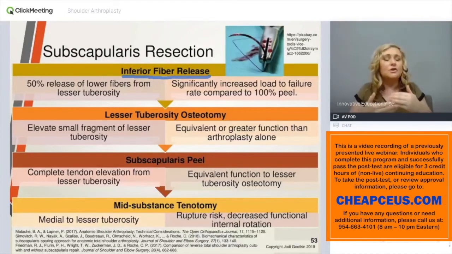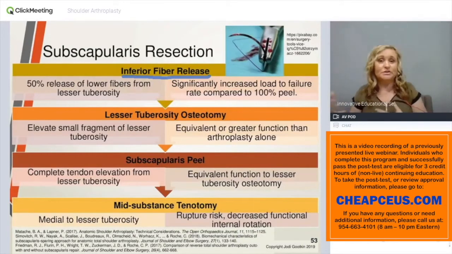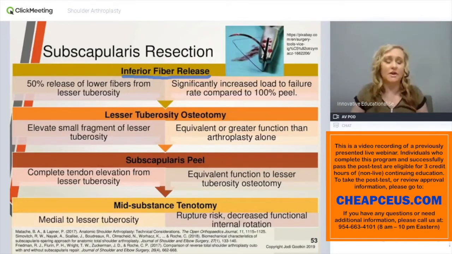It tends to have better load to failure. So that means once it's completely healed, that musculotendinous junction and attachment on the bone can generate more force before it would disrupt. And that's good, not the disruption, but the fact that it can generate more force.